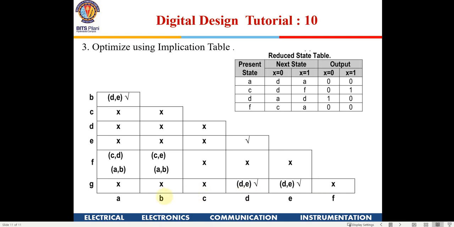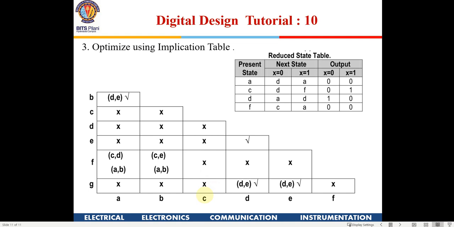Now similarly, we check for B. We see B and C, it's not possible here. We have put a cross here, right? So BC combination cannot be done. BD combination also is not possible. BE combination is also not possible in any case, right? So BG we have not used.